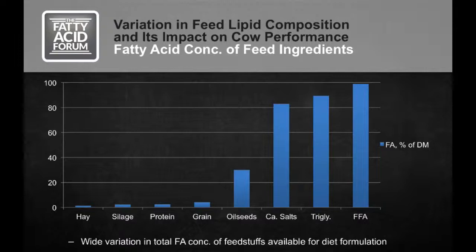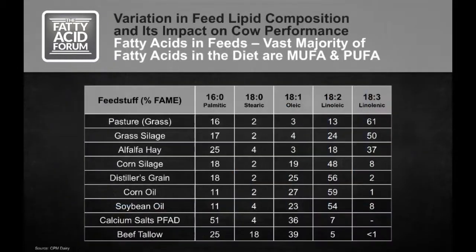There's this wide variation. And then also I wanted to remind everyone that in most common situations there's 5 fatty acids that account for most of the fatty acids present in a dairy cow ration. This being our saturated fatty acids, palmitic acid and stearic acid, oleic acid, our primary monounsaturated fatty acid, and then our primary polyunsaturated fatty acids in dairy cow rations being linoleic acid and linolenic acid.